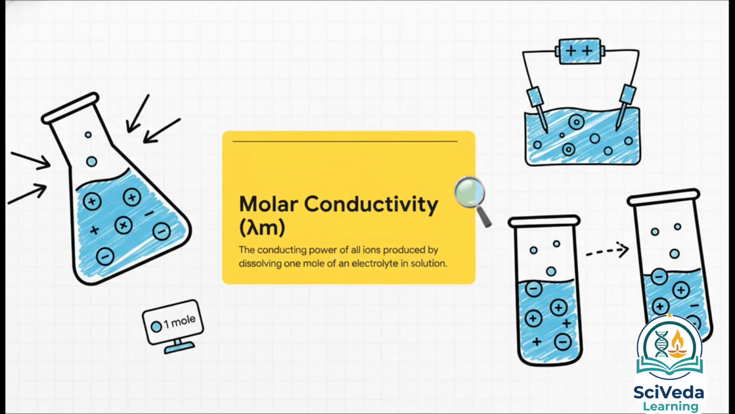The answer to that problem is molar conductivity. We use the symbol lambda m for it. What this does is it standardizes our measurement. It basically asks the question, what is the conductivity we get from dissolving exactly 1 mole of a substance? By doing this, we can now directly compare the conducting power of 1 mole of hydrochloric acid to 1 mole of acetic acid. It finally gives us a true apples-to-apples comparison.